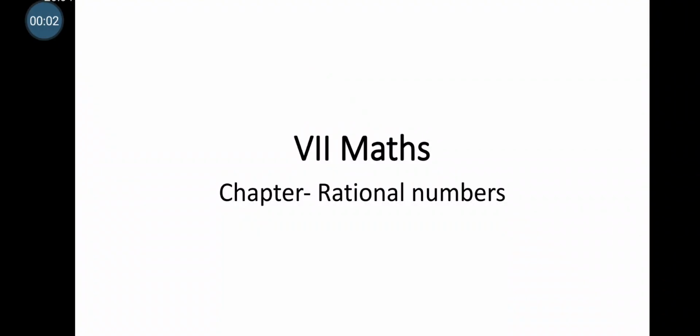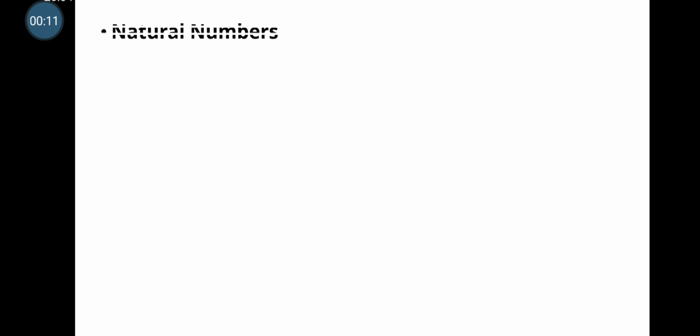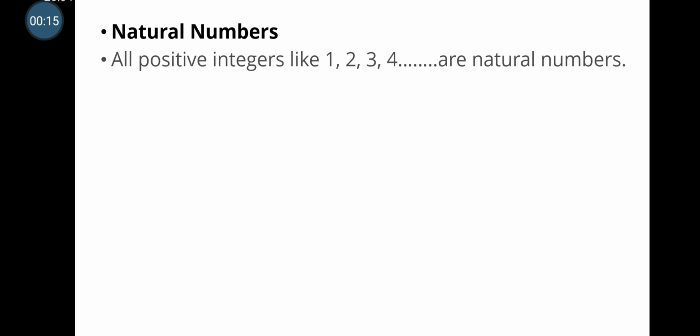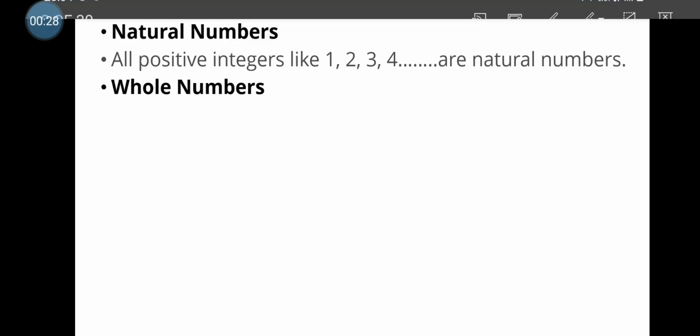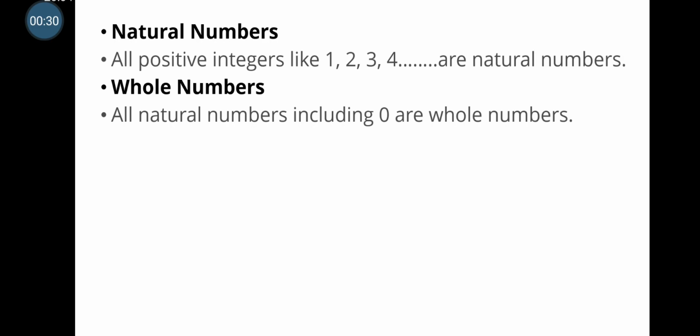Hello students, in this video we are going to learn the chapter rational numbers. Before knowing about rational numbers, we need to know about the other number systems also. So what are natural numbers? All positive integers like 1, 2, 3, 4 and so on are natural numbers. Okay, all positive numbers are natural numbers. Then comes whole numbers. Whole numbers include 0 also along with natural numbers.